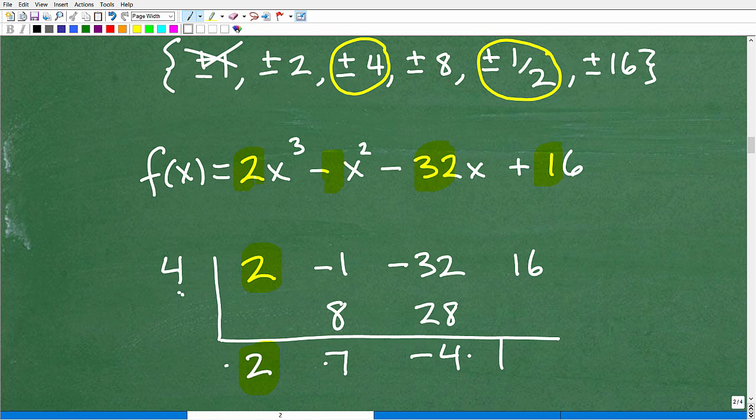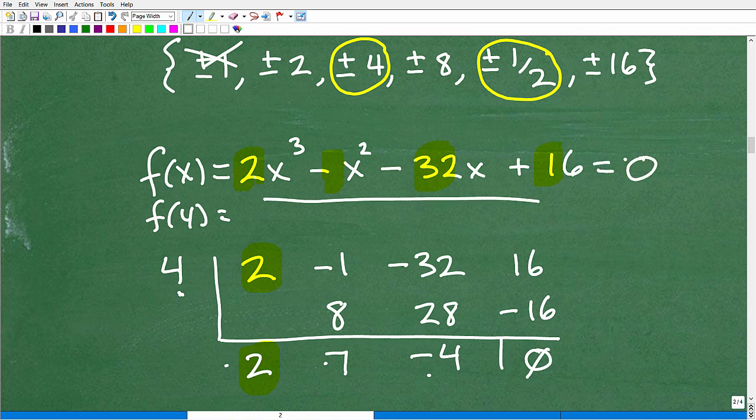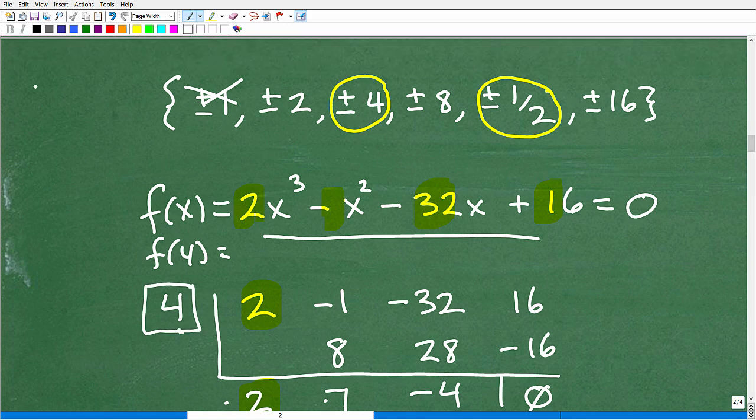Okay. So make sure you understand what I'm doing. I'm adding down. Now I'm just going to continue the pattern. 4 times negative 4 is what? Negative 16. And when I add down here, this is my remainder. It is 0, okay? Meaning that if I was to plug 4 into this function, f of 4, into all of this stuff, I would get 0, okay? So that's an indicator, that is validation, that 4 is, in fact, a solution to this polynomial equation, okay?